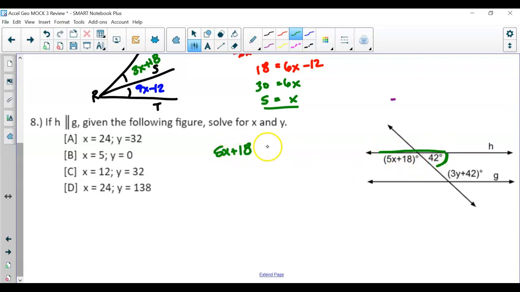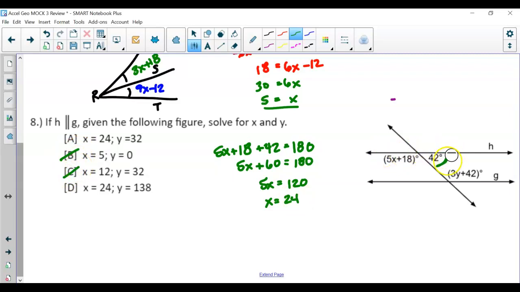So 5x plus 18 plus 42 is equal to 180. We're combining like terms, right? 5x plus 60 is equal to 180. Now we're just solving a two-step. Subtract 60 from both sides, so 5x is equal to 120, and x is equal to 24. So I can go ahead and mark off B and C.